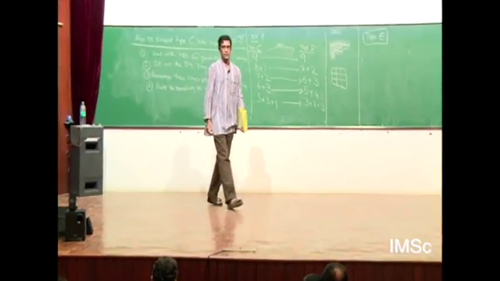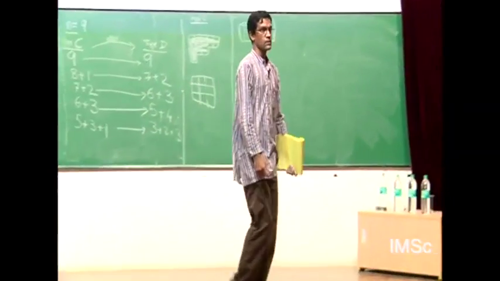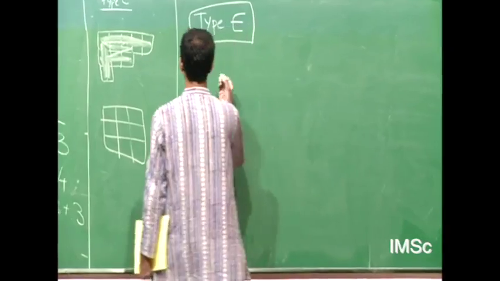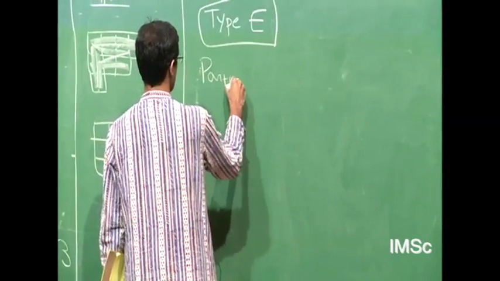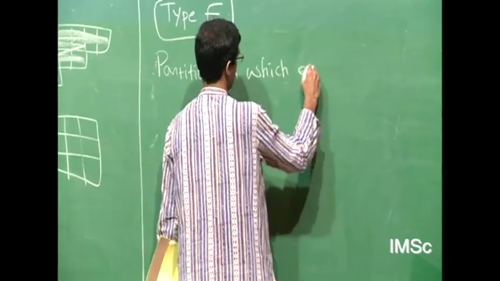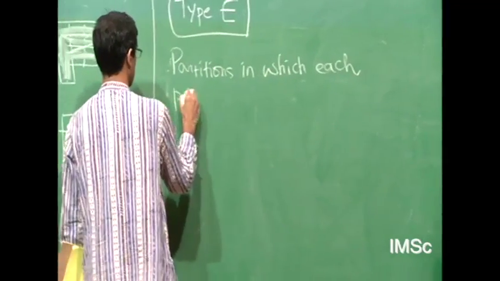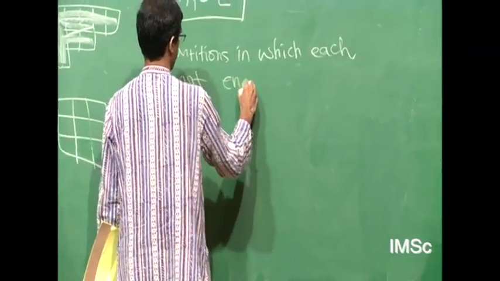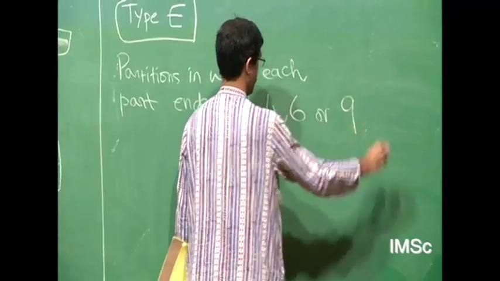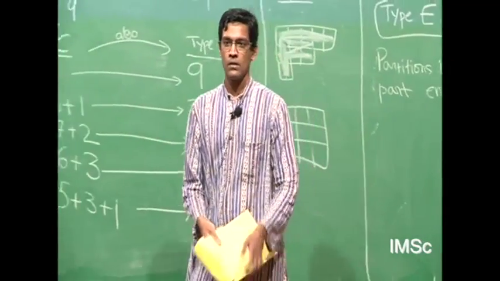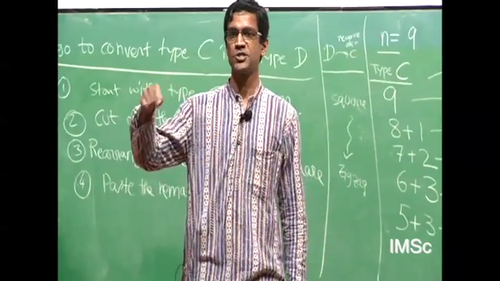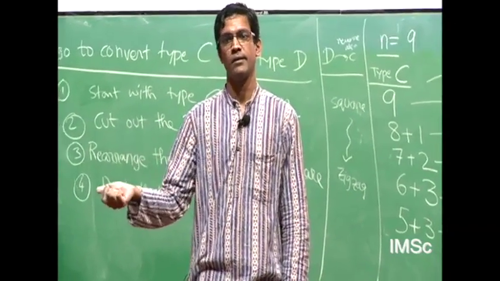Yes, thanks. Okay, so now I am about to write out another type, another property, which is very, very unlike anything we have seen until now. So here's the condition. These are partitions in which each part has the last digit, the units digit, equal to 1, 4, 6 or 9.